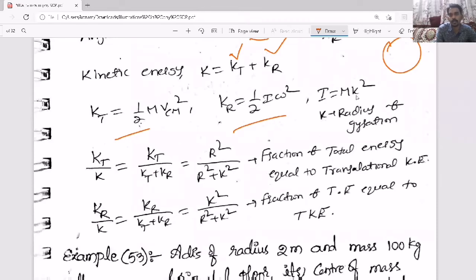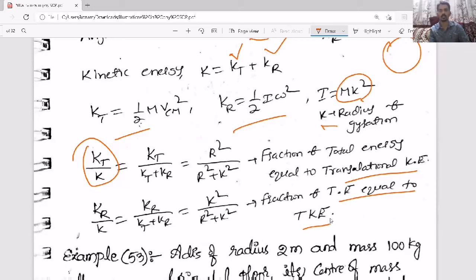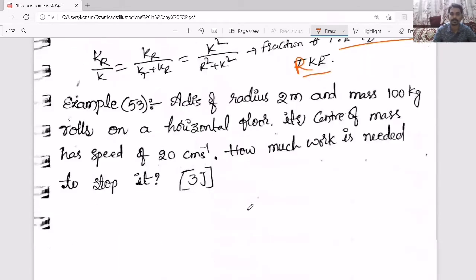Every rigid body has moment of inertia equal to m k square about any reference point, where k is called the radius of gyration. In terms of radius of gyration, you can find the fractional energy. Fractional total energy for translational means translational kinetic energy by total, and fractional energy for rotational means rotational kinetic energy by total. So that is the fractional energy, and based on this the questions can come.